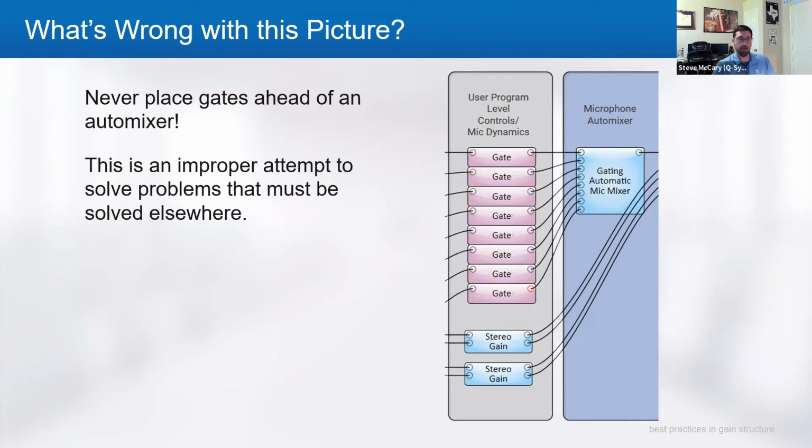You still have a bad SNR. You still have a noise floor that's way too high. So this is not solving that problem. And second of all, you are completely defeating the purpose of that gating auto mic mixer. It's just not going to work right. It's going to get weird signal. It's not going to know whether that mic really is open or not. This is just going to cause you massive issues.